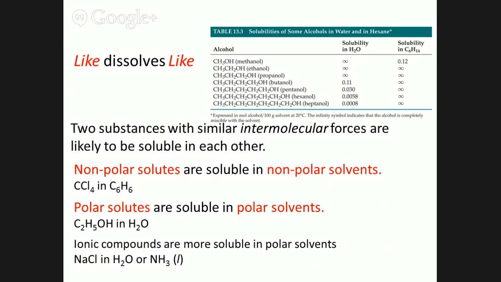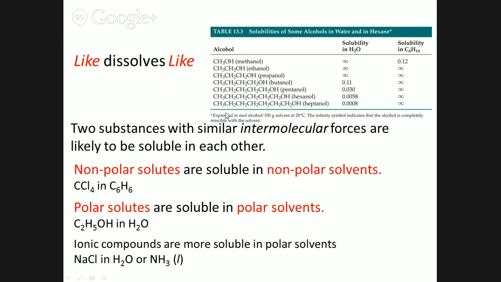Ionic compounds are more soluble in the polar because, of course, the ion, being that it can split into positive ions and negative ions, where you have water, which is already a little bit positive, a little bit negative on its two ends, can be what dissolves them. So ionic compounds are more soluble in the polar solvents than they would be in the non-polar.